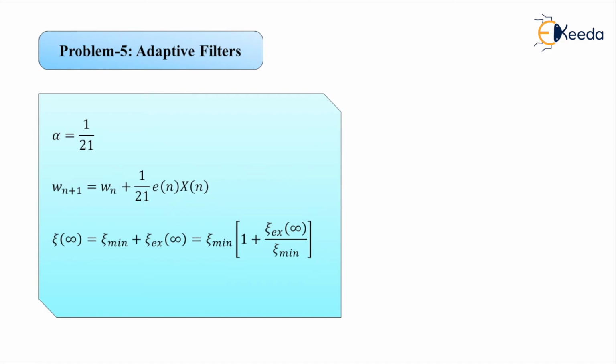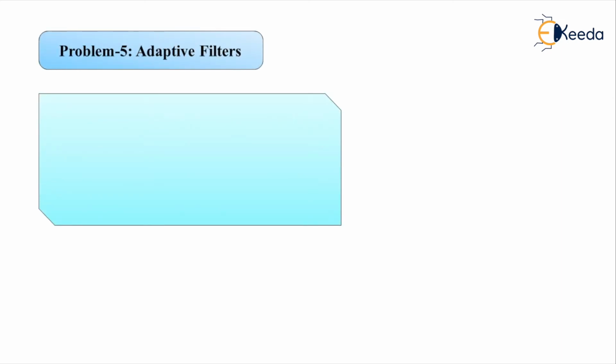So if you put the value of the misadjustment, that is equal to 0.05, added to 1, it will be 1.05 multiplied to the xi minimum here. Now since we know the computation of xi minimum, so xi is representing here the mean square error. The minimum value can be computed with Rx of 0 minus W of 1 multiplied to Rx of 1 minus W of 2 multiplied to Rx of 2.